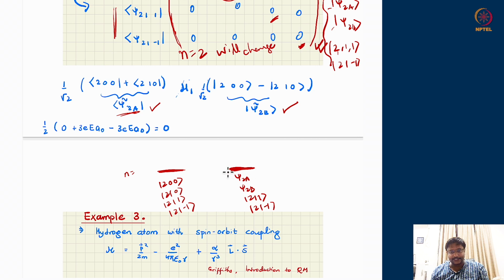There are 4 states here and there are 4 states here as well. All of them have the same energy as far as H0 is concerned. But once you apply H1, perturbation theory on this basis is ill-defined. Perturbation theory on this basis is well-defined. And here it so happens that 2 of the states do not change at all, so their energy remains the same. One state goes up by energy by this much amount, and one state goes down by energy minus 3e_a0.